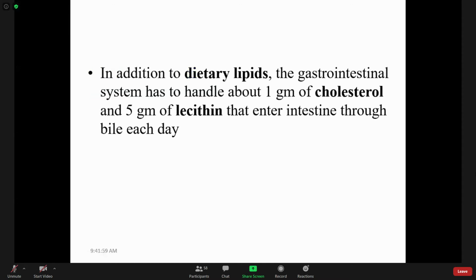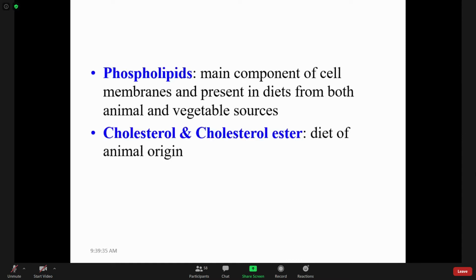In addition to triacylglycerol, dietary lipids also contain phospholipids and cholesterol esters. Phospholipids are generally present in the cell membranes of plant as well as animal sources, and cholesterol esters are from animal origin only, so they are not found in plant sources.